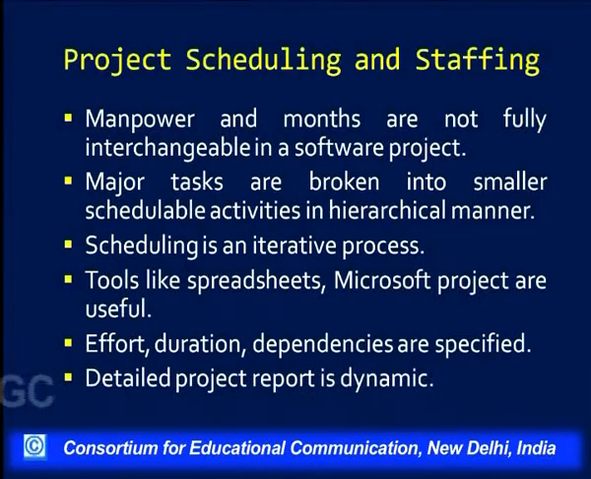Here we have the manpower and we have the months which are required, but these are not fully interchangeable in a software project, because you cannot directly say that if a project requires 56 person months, then 8 people can do it in 7 months. There are so many other subjective elements which will take place. There will be some unforeseen circumstances which will be beyond the control of the project manager. All these things have to be kept in the loop in order to see whether the project is working as per schedule or not.